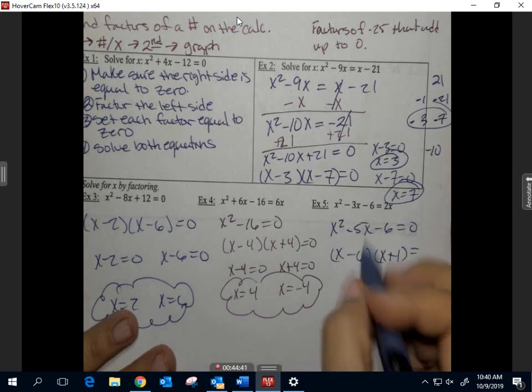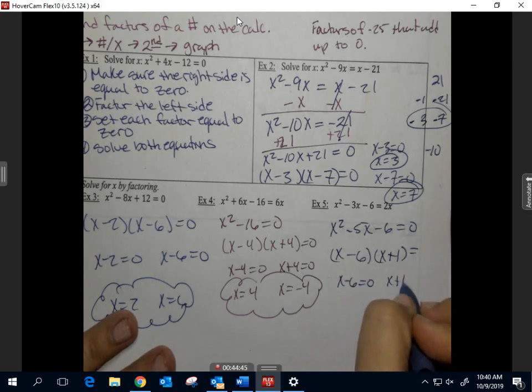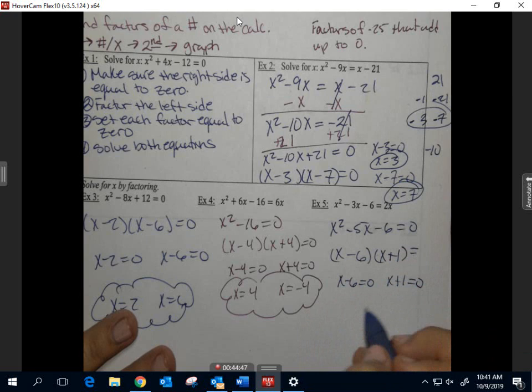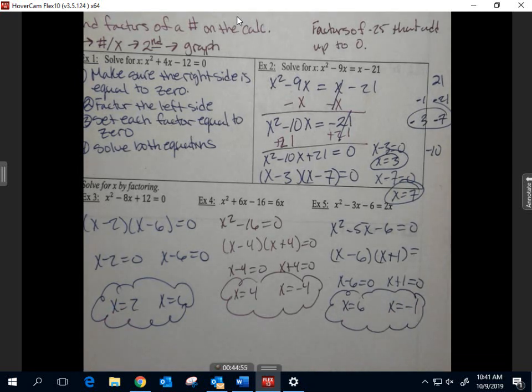Okay? So x minus 6 equals 0. X plus 1 equals 0. X equals 6. And x equals negative 1. Would negative 2 and negative 3 work as well? No, because a negative 2 times a negative 3 would give you positive 6. It does add up to negative 5, but it multiplies to give a positive 6. That's why it doesn't work.